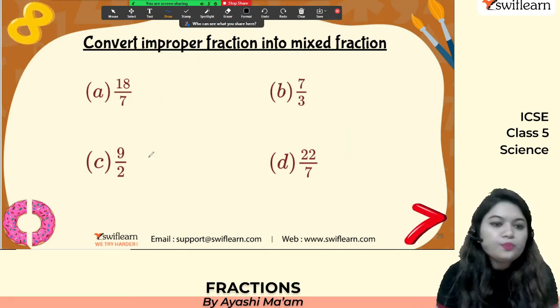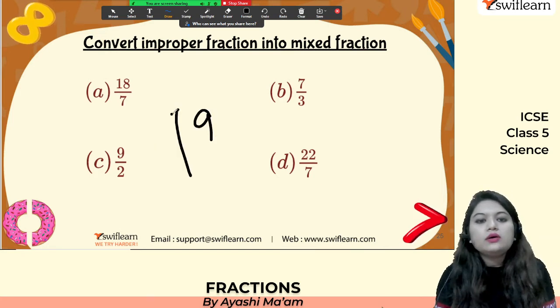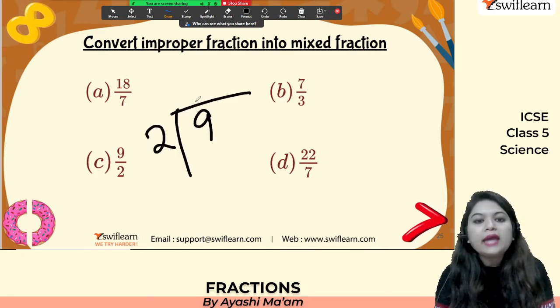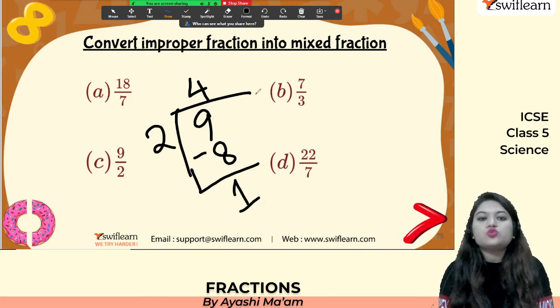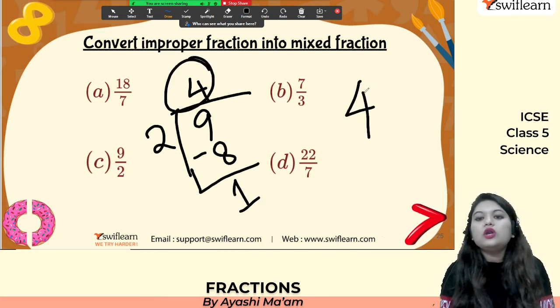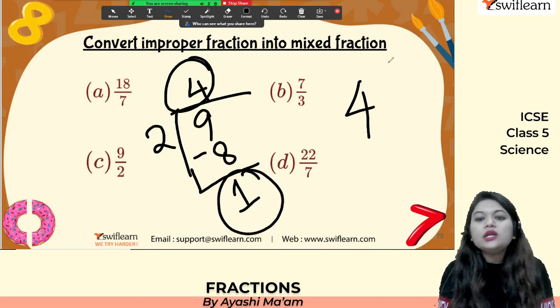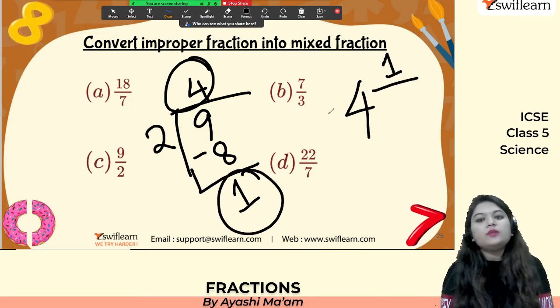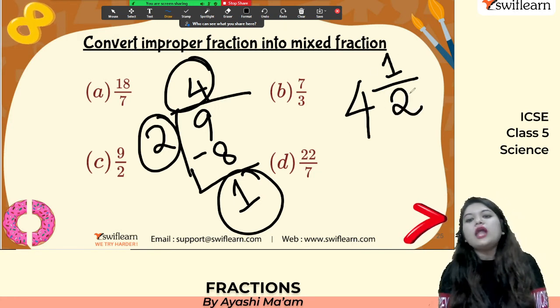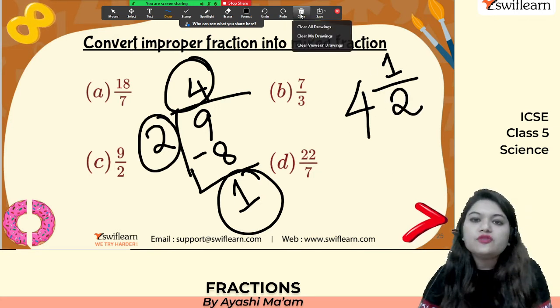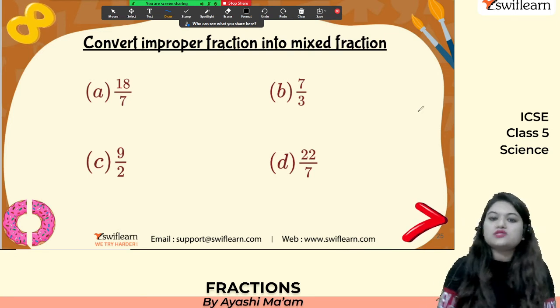Next, come to C. 9 divided by 2. Right? So 2 4s are 8. When you subtract it, you will get the remainder as 1. So the quotient will form the whole number part, that is 4. The remainder will form the numerator, so 1 will be the numerator, and the divisor will form the denominator. So see, we have a whole number and we have a proper fraction. Therefore, we converted it into a mixed fraction.